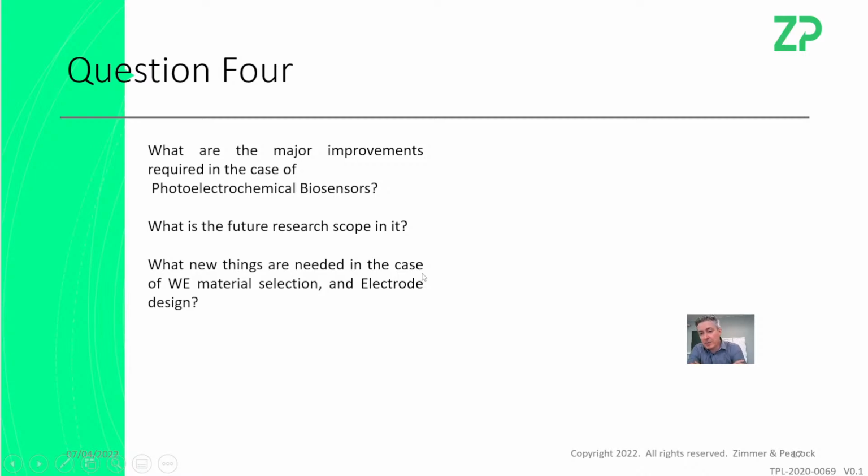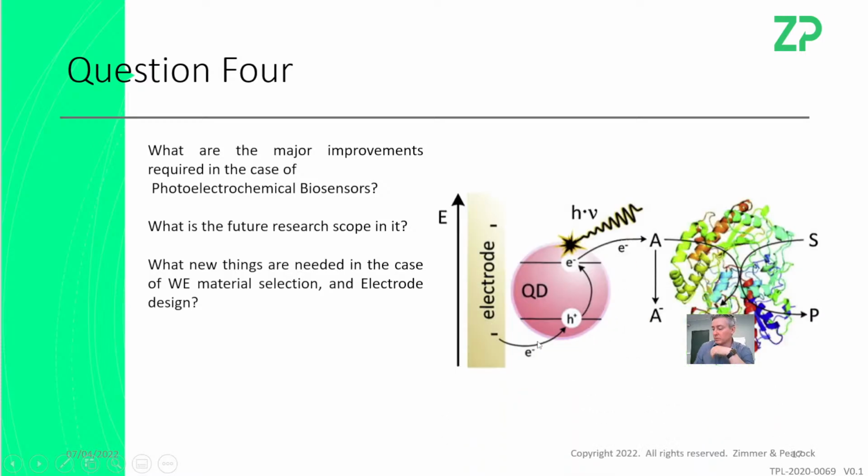Question number 4 came in early morning this morning. I saw it about an hour and a bit ago, and I thought it was an interesting question, so I just brought it up. The question is around photoelectrochemical biosensors. First of all, thank you for the question, because it does highlight things that we're not expert upon. The question was, what are the major improvements required for photoelectrochemical biosensors? What is the future scope? What materials are required for the working electrodes?